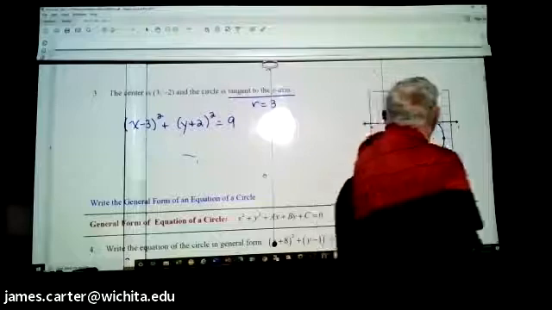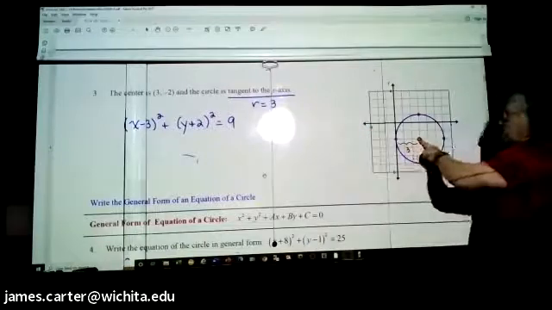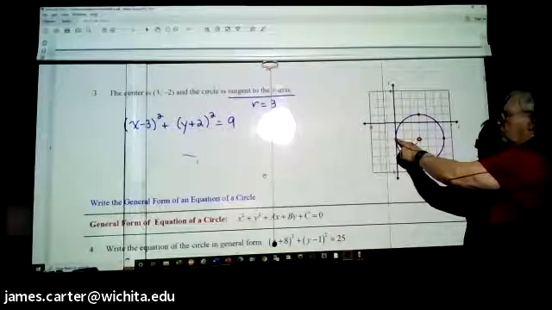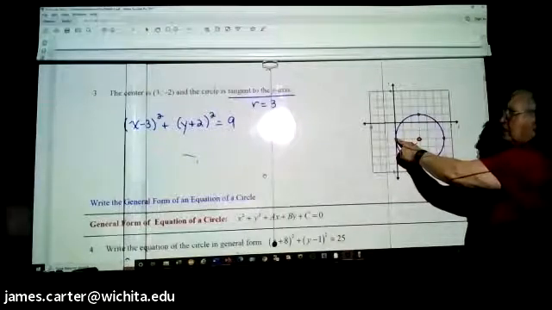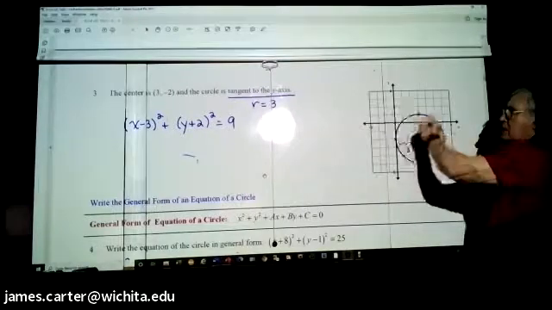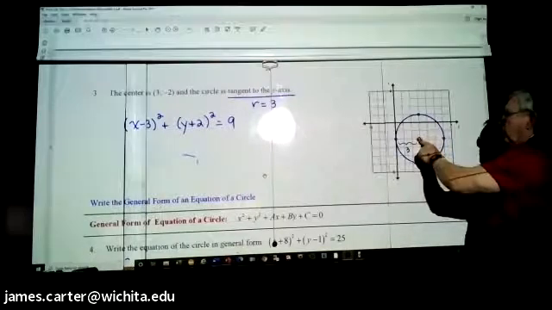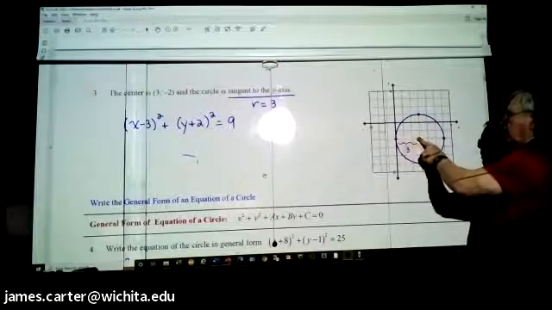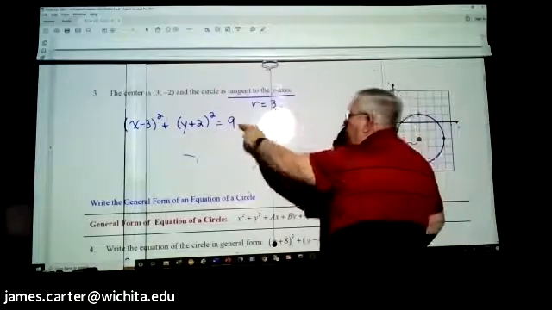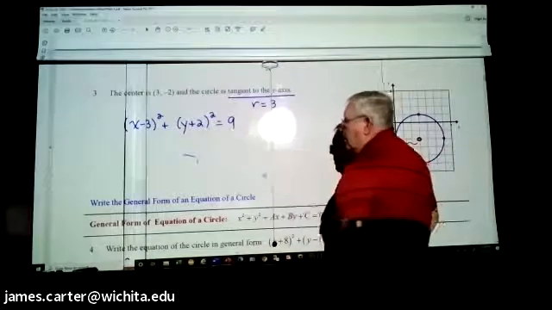So based on this graph, if here's the center, the circle just touches the y-axis. That's what tangent to the y-axis means, at a distance of 3 units. So our radius is 3, r squared is 9.